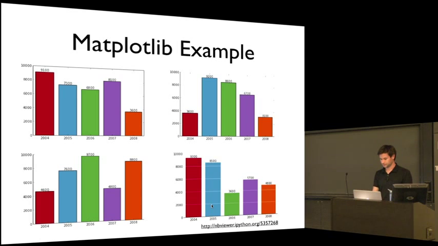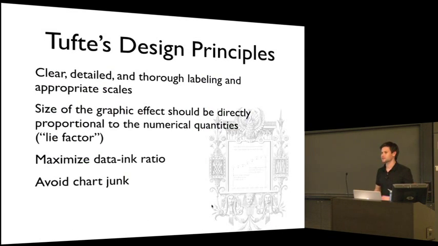And it saves toner. Okay, so Tufte's design principles summarized: you should go for clear, detailed, and thorough labeling and appropriate scales. Yeah? And we've discussed several examples. Then you should think of the lie factor, so the size of the effect should be directly proportional to the quantities that you have. Then we should maximize the data ink ratio, yeah? And we should avoid chart junk. Those are really simple design rules, but if you follow them, you will make the world, I guess, a bit better.